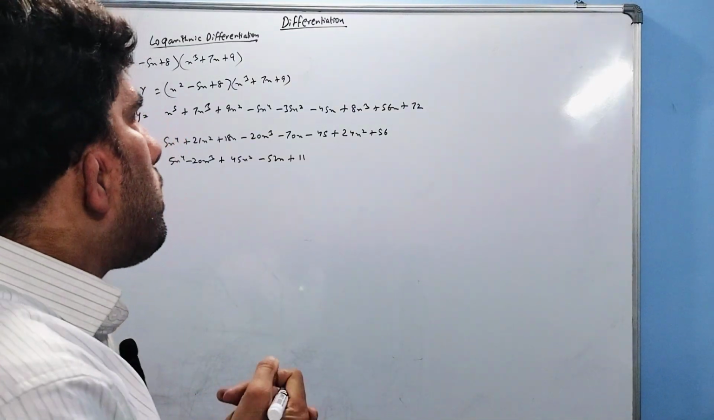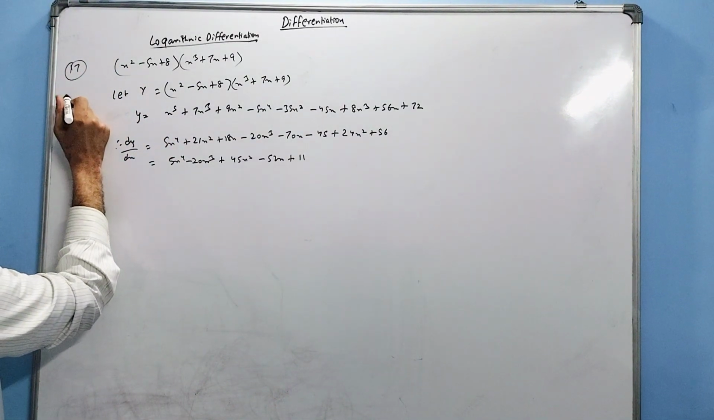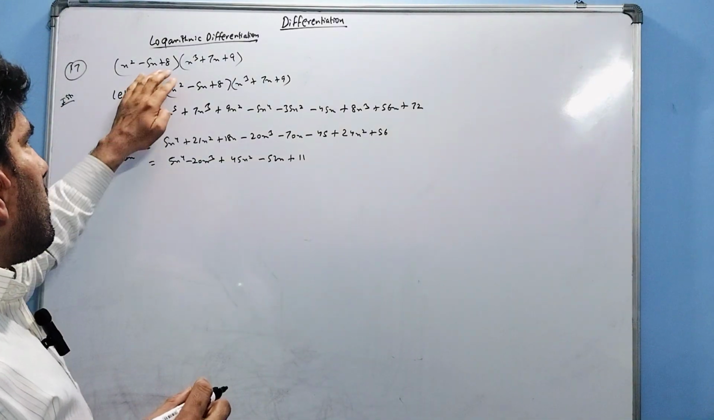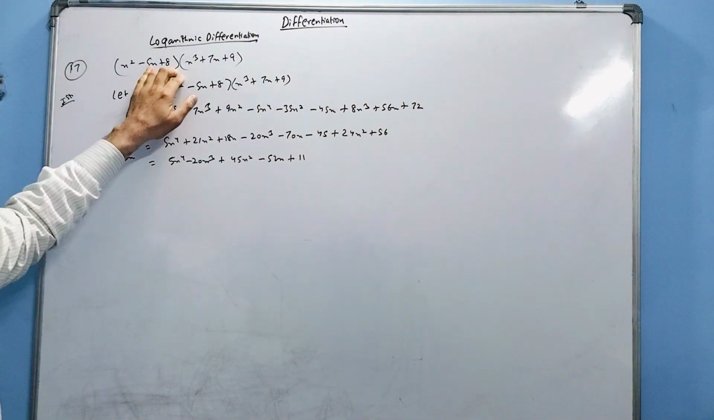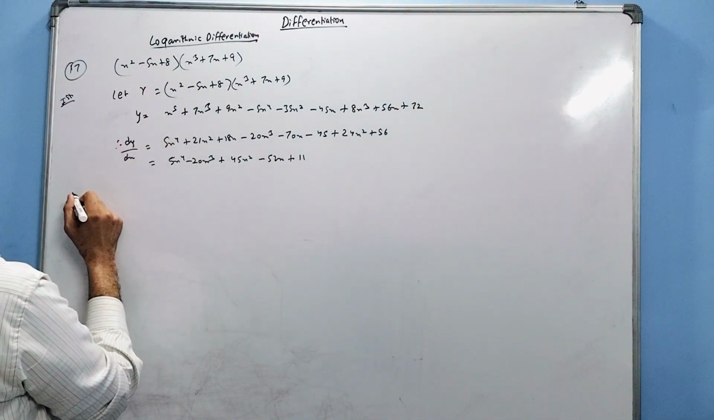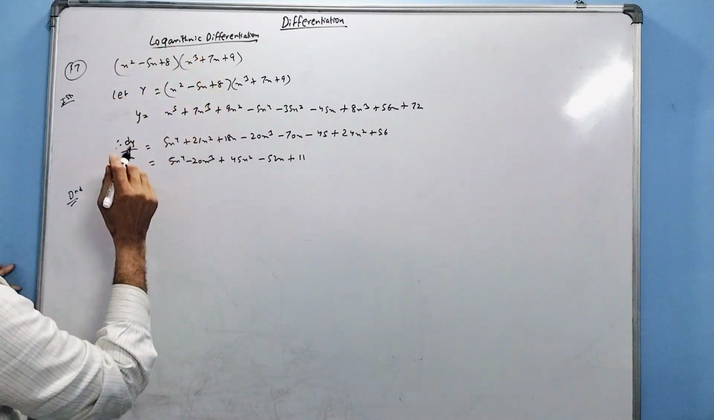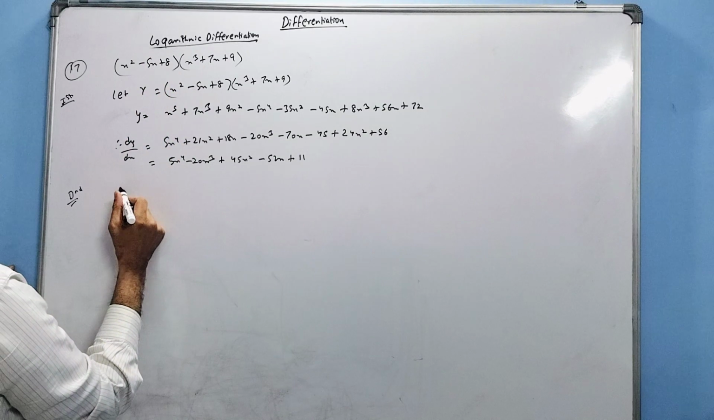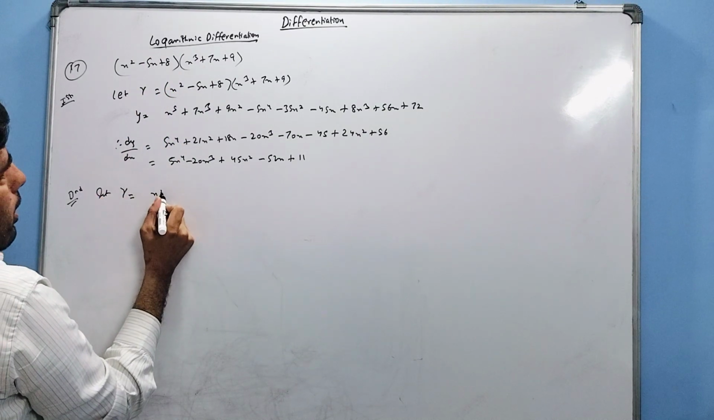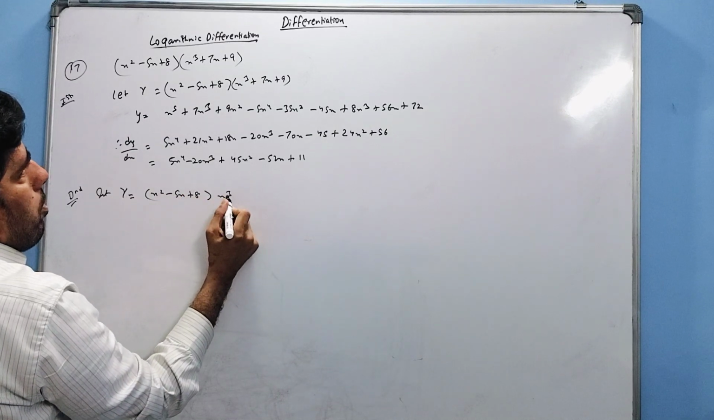Now this is my first method. I will apply three methods to differentiate this function and we'll find the answer is the same in each case. How? Let us see. Now I have the second case, by using the product rule. Let y be equal to (x square minus 5x plus 8)(x cube plus 7x plus 9).